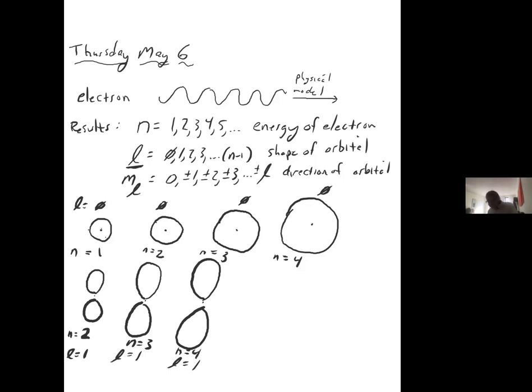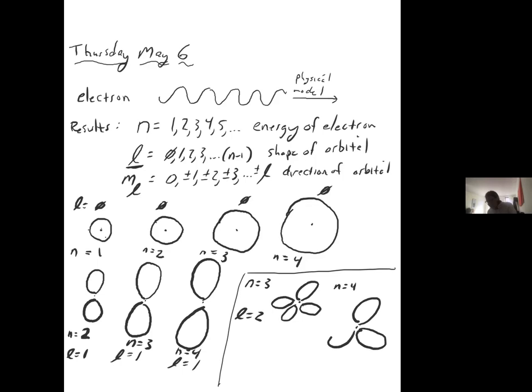Let me make a little box over here so you can see the third one. Remember we said if n is equal to 3, you can have this one where you have 4 lobes, right? And that's the case where L is equal to 2, okay? And again, if n is equal to 4, then it just gets even bigger.